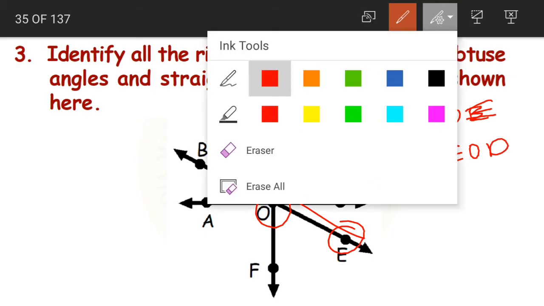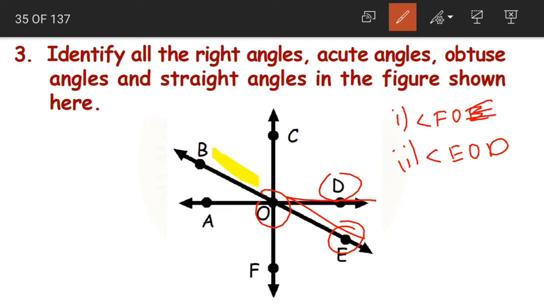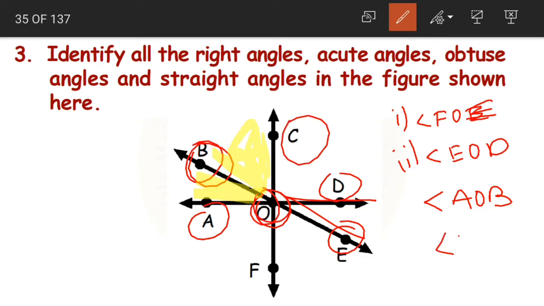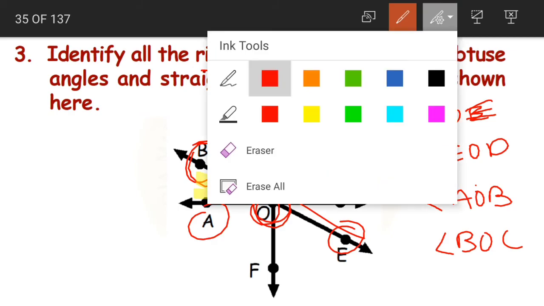Are these the only acute angles? No, we are having 2 more acute angles here. See, we are having this one, and also we have this. All these angles, these 4 angles are smaller than our right angle. Yes, they are within the right angles. That means they are smaller than the right angles. So what will it be? AOB, angle AOB, and we have BOC, angle BOC. So again, we had 4 right angles. So even acute angles, we have 4 acute angles, and these are the names of those 4 acute angles.